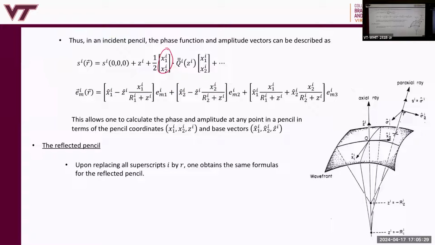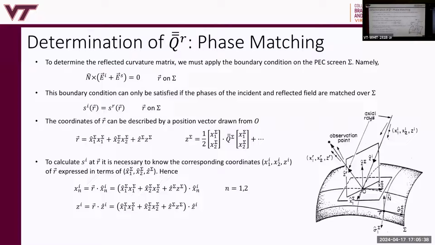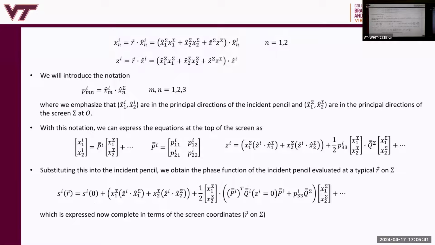And the third term has x1 incident, x2 incident. But now we want to express it as x1 sigma, x2 sigma. And this Z is going to be expressed in sigmas now too, right? So we have x1 sigma now and x2 sigma, and Z incident dot with x1 sigma and Z incident dot with x2 sigma, right? So this is the new Z, but now expressed in terms of the screen coordinates with R on sigma, which is what we want. We want the incident field at whatever point we point to on the surface from the surface coordinate system.